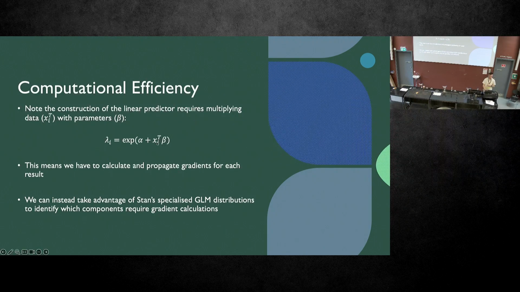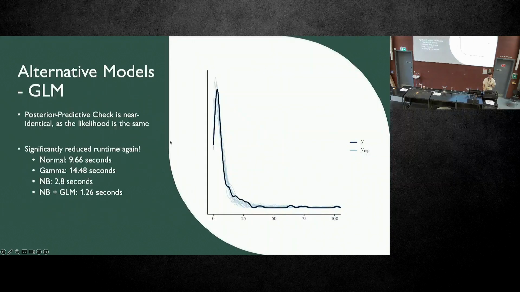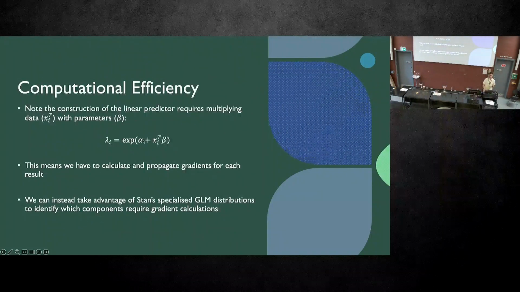But we know that at the end of the day, we don't need the gradients with respect to x. We don't need that n by t. We only need gradients with respect to beta and alpha. So we can take advantage of some specialized tools which say that, for these inputs that are data, let's just not calculate gradients for them. Let's only calculate them for the parameters themselves.